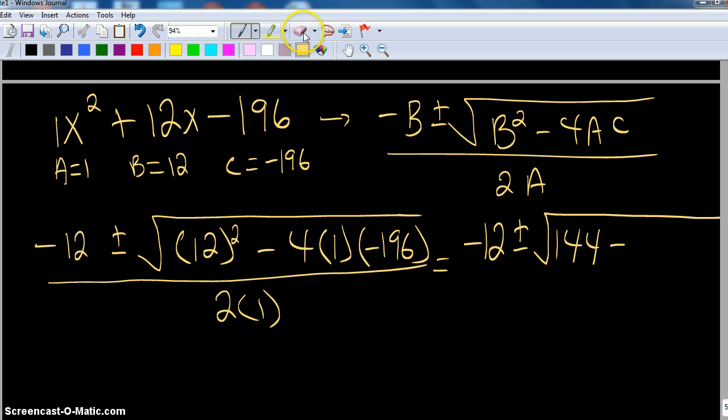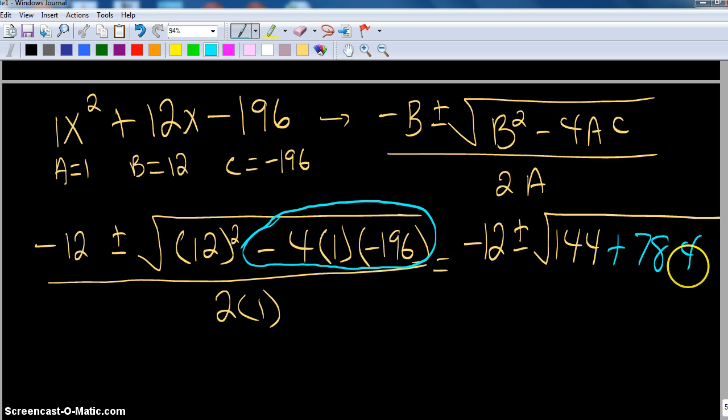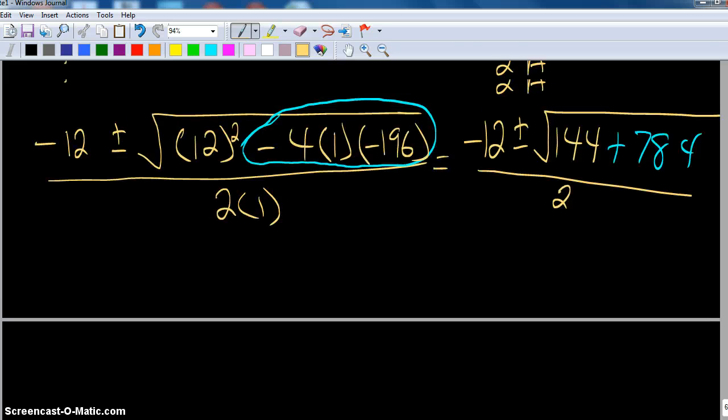Well, actually, no, wait. Erase that minus. Make life a little easy. Now, this is what I would do if I were you. I would put this in the calculator exactly the way it's right there. Negative 4 parentheses 1 parentheses negative 196. You put that in the calculator and it makes life semi-easy for you. And this blue part right here, put in the calculator, gives you a positive 784. So I'm going to go back and divide it by 2 times 1, which is 2. And we'll keep on going.